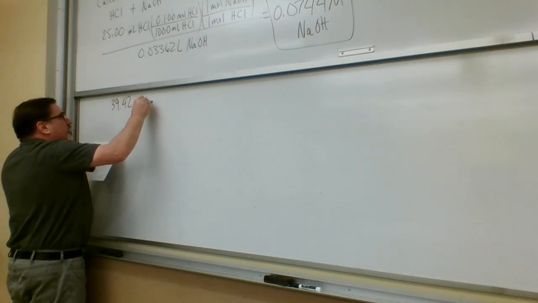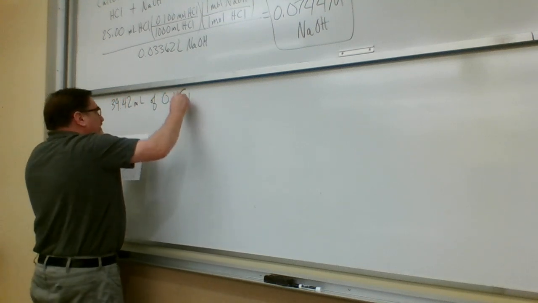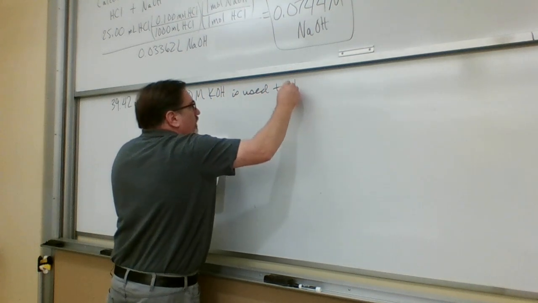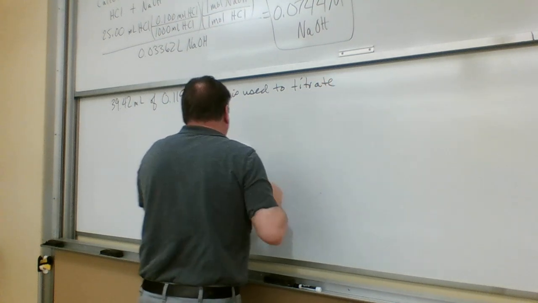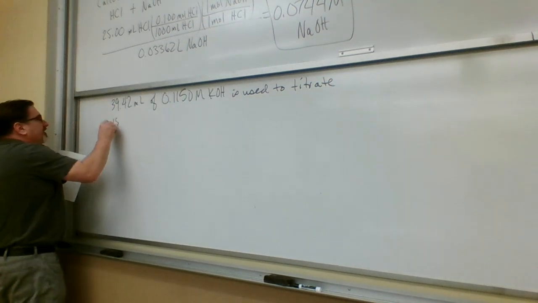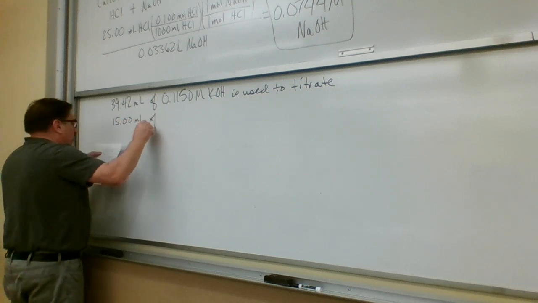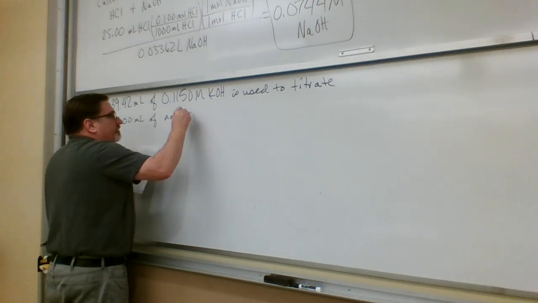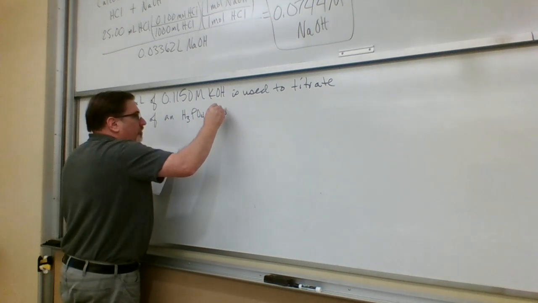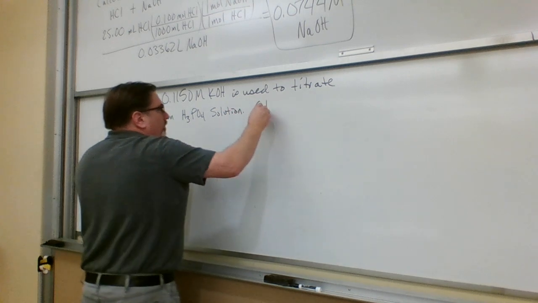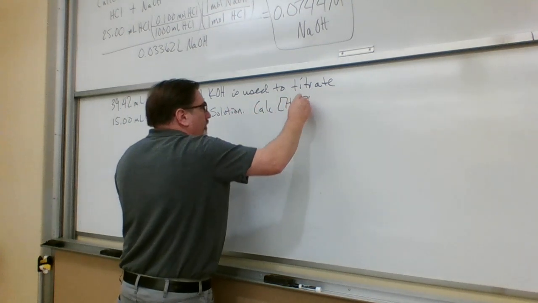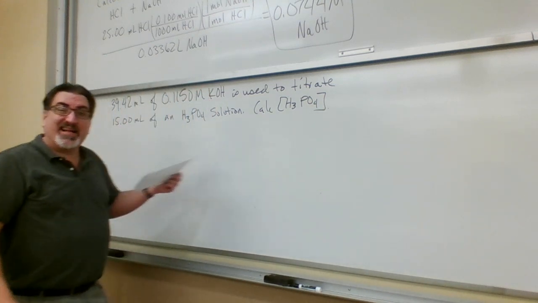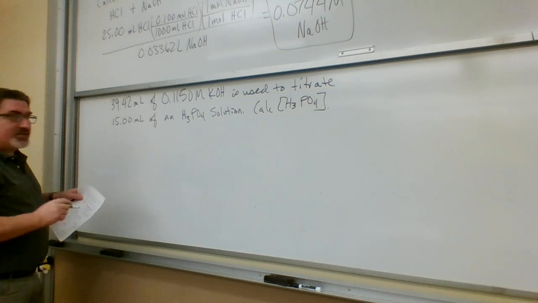So 39.42 milliliters of 0.1150 molar KOH is used to titrate 15.00 milliliters of an H3PO4 solution. And we're going to calculate the concentration of H3PO4 that must have been in that solution. So first we need a balanced equation.